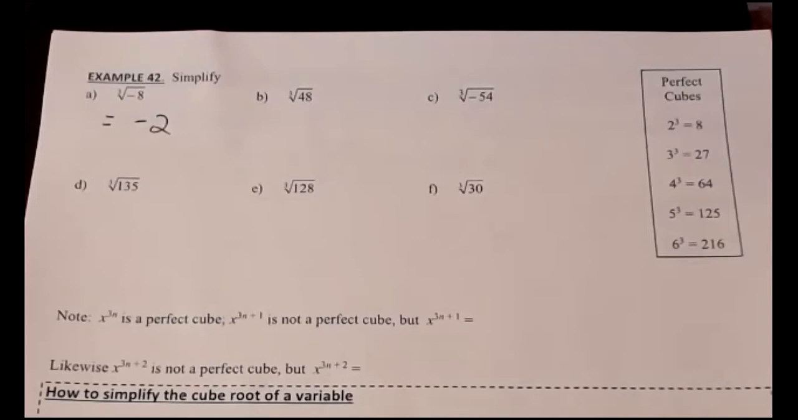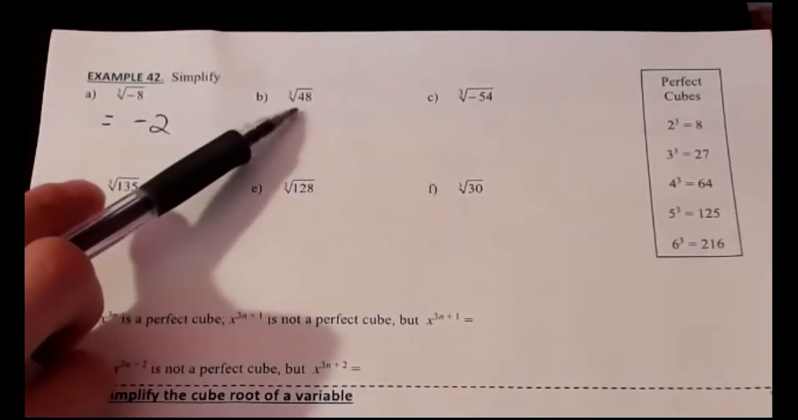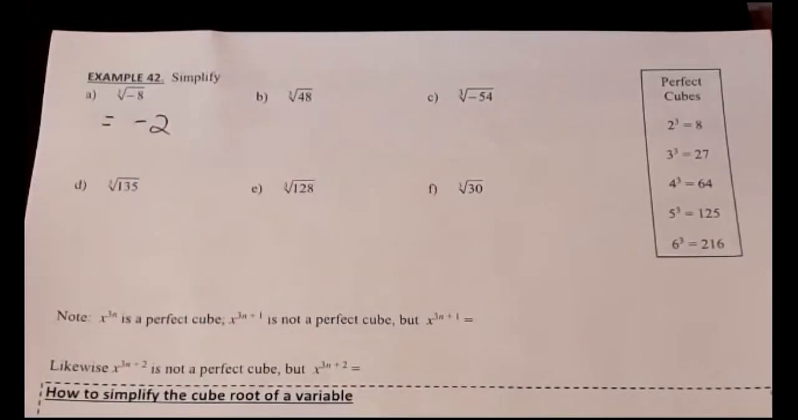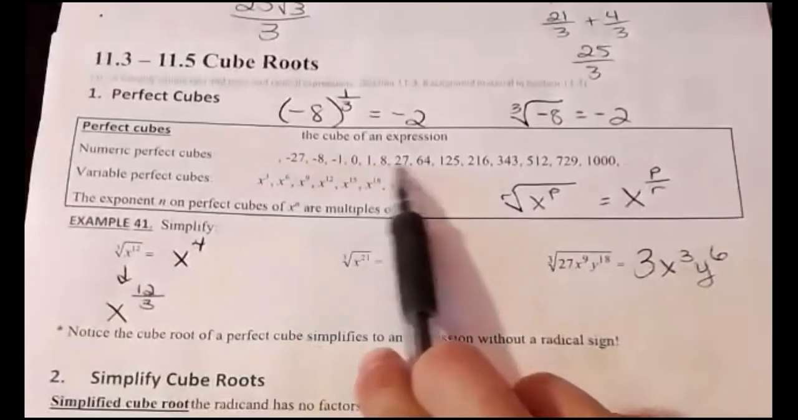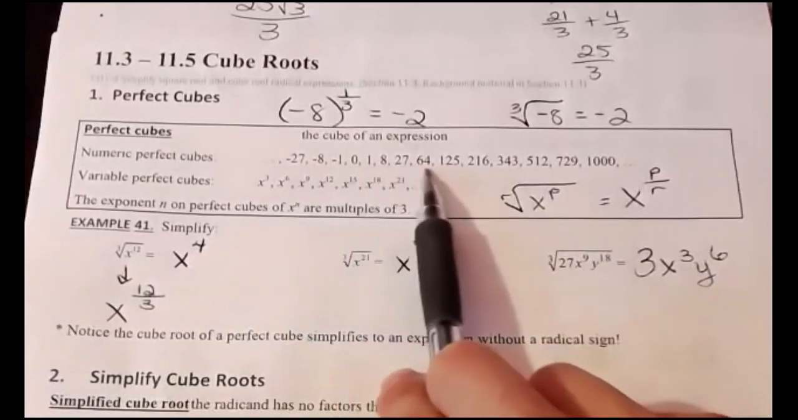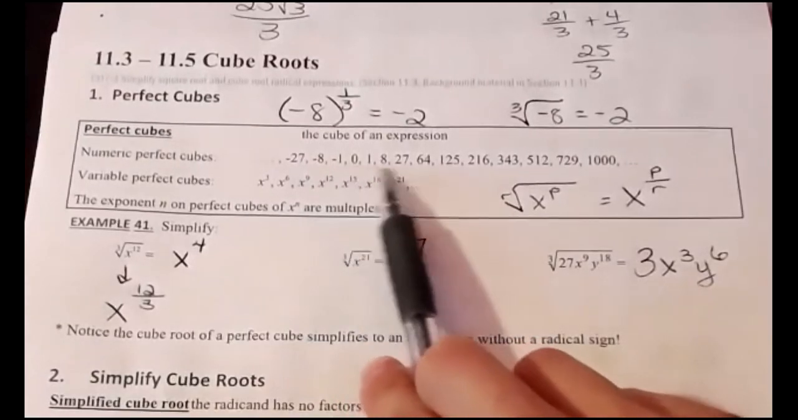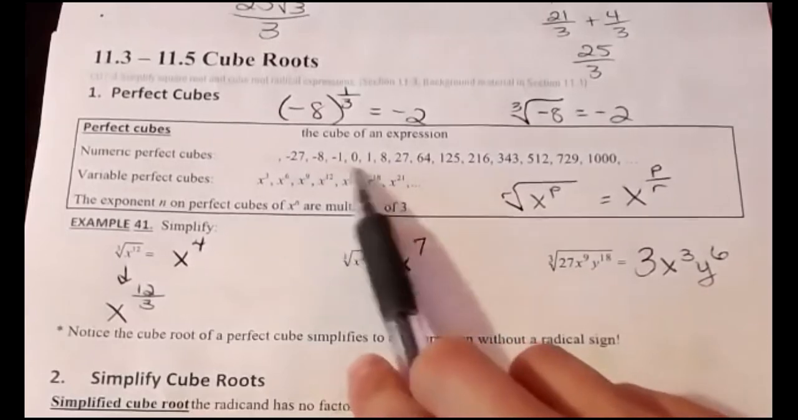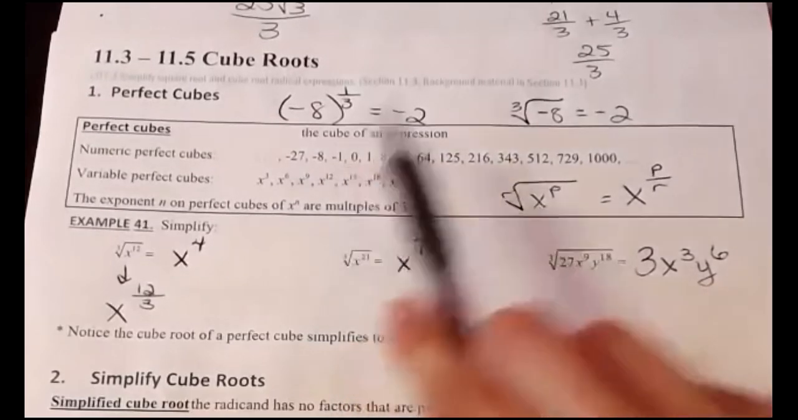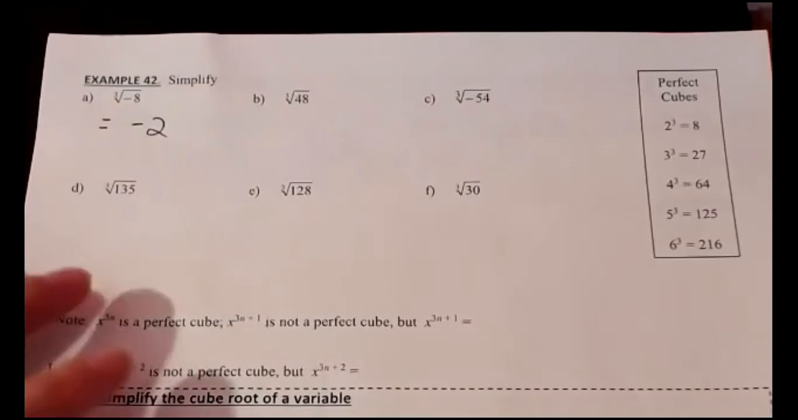Shadim, what do you think? What perfect cube can divide evenly into 48? 4. Well, 4 is not a perfect cube, but you have the right idea. If you look at one of these numbers, does any of these divide evenly into 48? Yes, 8. So check this out.